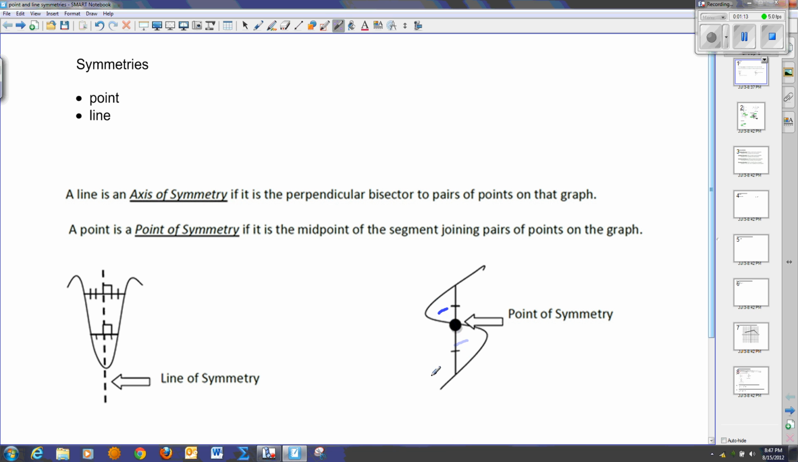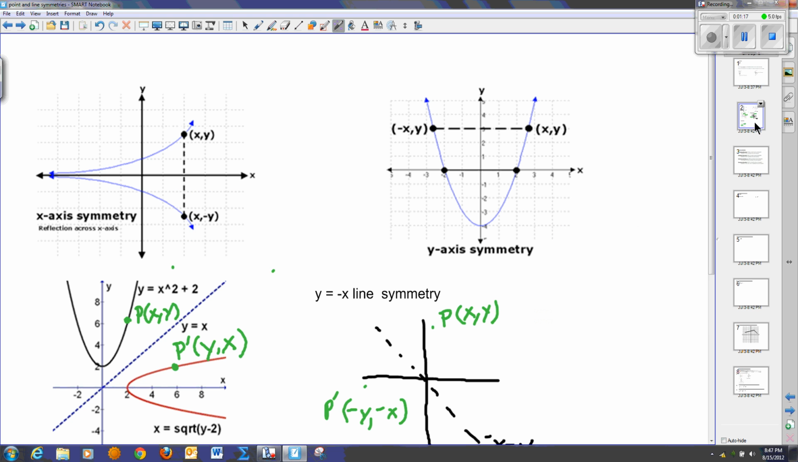So, point symmetry and line symmetry. We're going to take a look at some special types of these. First, we'll take a look at line symmetries. And the first line symmetry we're going to look at is what we call x-axis symmetry.